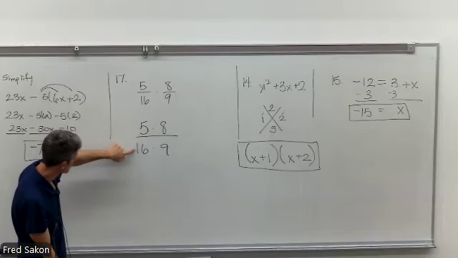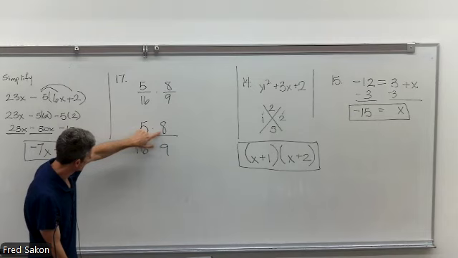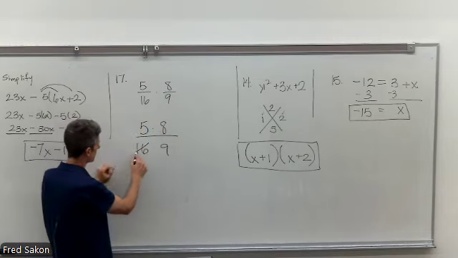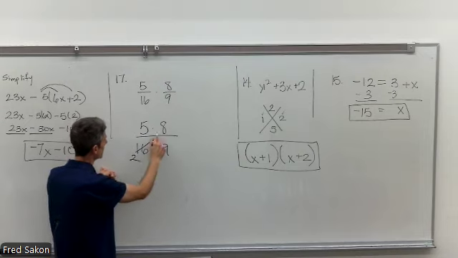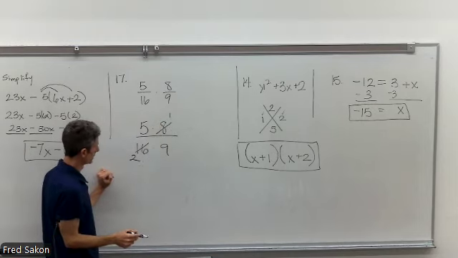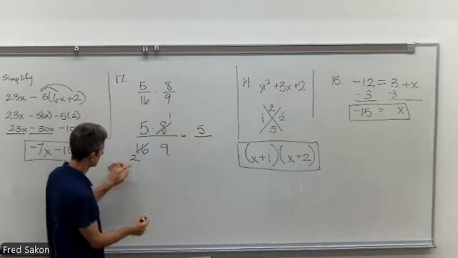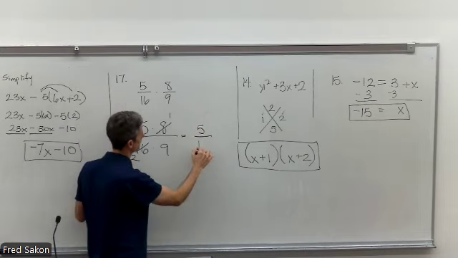This one and this one, no. This one and this one, yes. So divide 8 out of 16, that gives me 2. And divide 8 out of 8, that gives me 1. So now I just have 5 times 1 on the top. 2 times 9, 18.